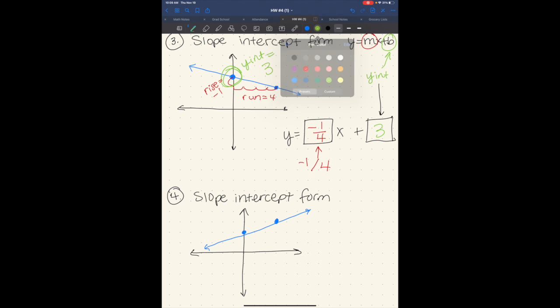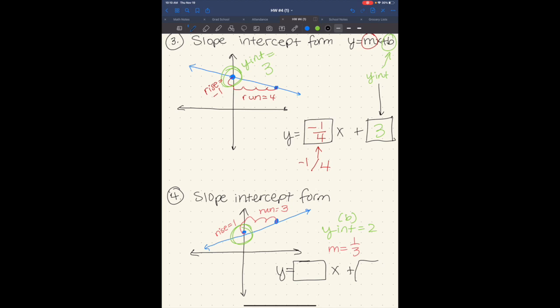This is going to be my y-intercept. Right, and then I can count my rise over run. So my rise would be +1, and my run would be 3. So my M would be 1/3. This was my B. And the quiz looks like this: y equals blank x plus blank. So I would put 1/3 in the M spot and 2 in the B spot.